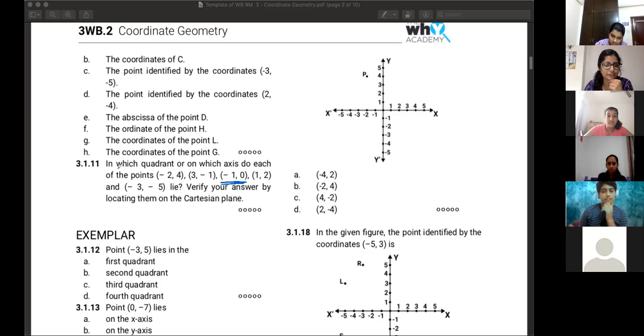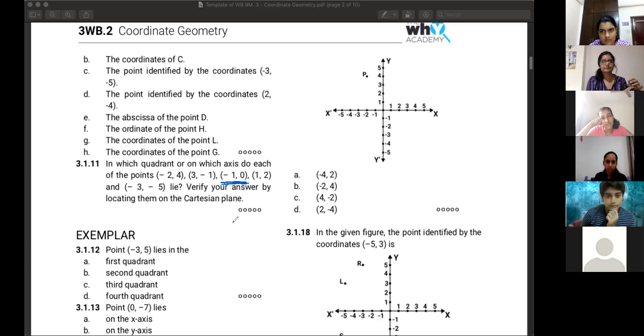Read the question. It says which quadrant or on which axis. So will it lie in a quadrant? Okay, ma'am. So it will be on X, no. Ma'am, one second. Visualize it, no? It will get easier. Plot it either on paper in rough or in your head.